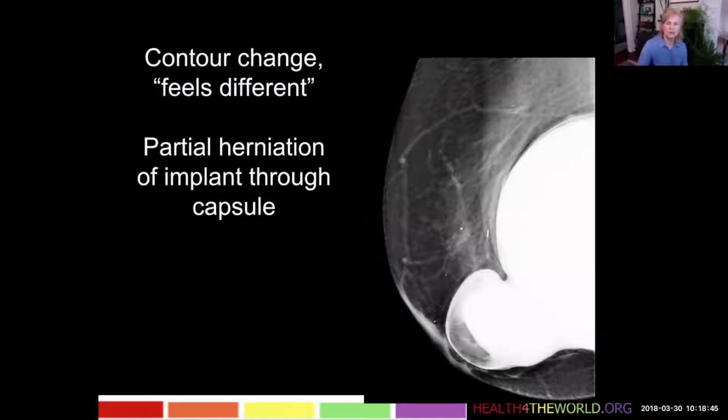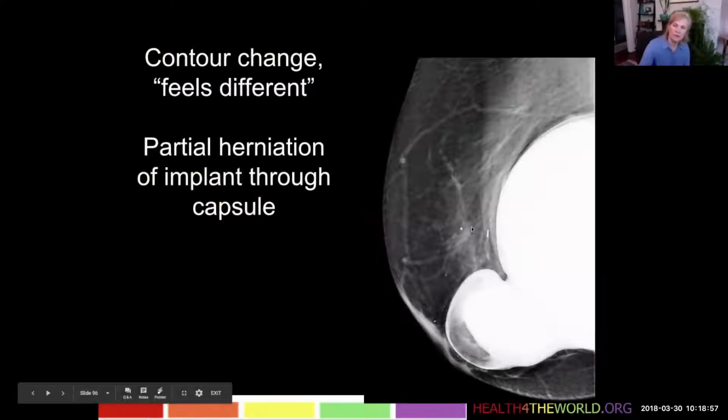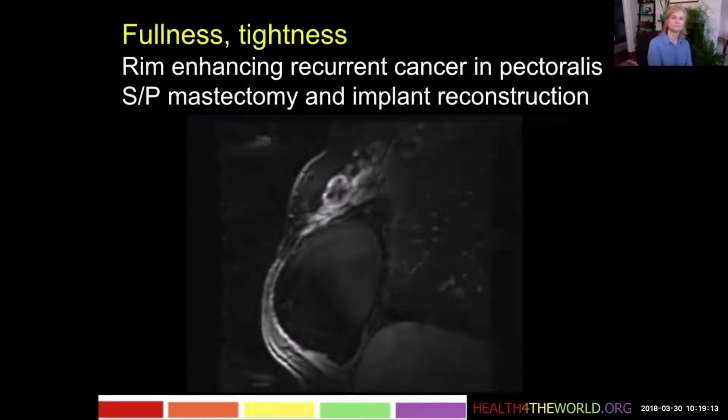Contour change creates a feeling of fullness as well, and on physical exam, such as in this patient where there's a herniation, not a rupture, but a herniation through a weakness in the fibrous capsule that contains the implant. So we see this herniated portion of this double lumen implant causing a contour change and feeling of tightness and fullness in this reconstructed breast.